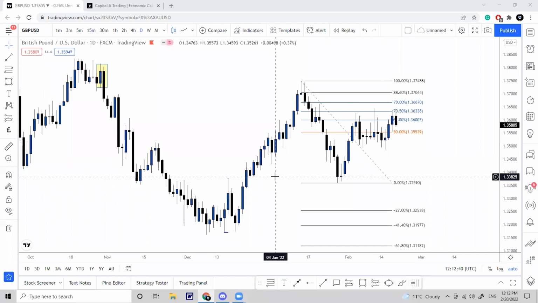Next up is going to be the pound USD. The first thing I want you to do is look at this daily picture. Look at the 136 level, 136,500. Give it a bit of space to breathe.